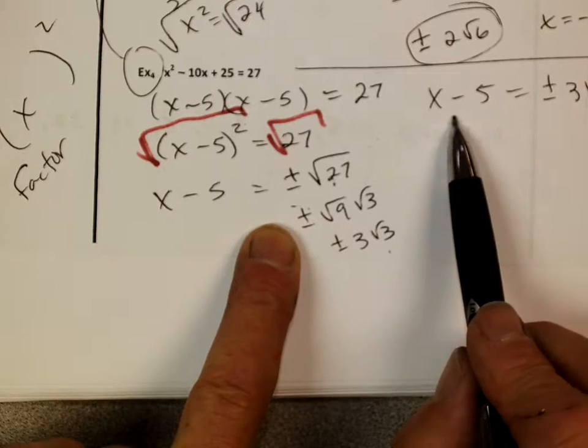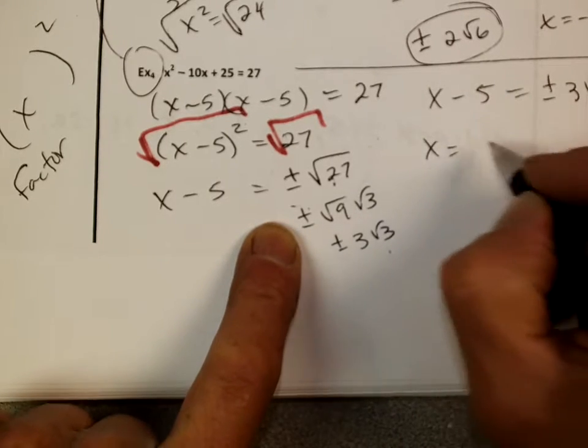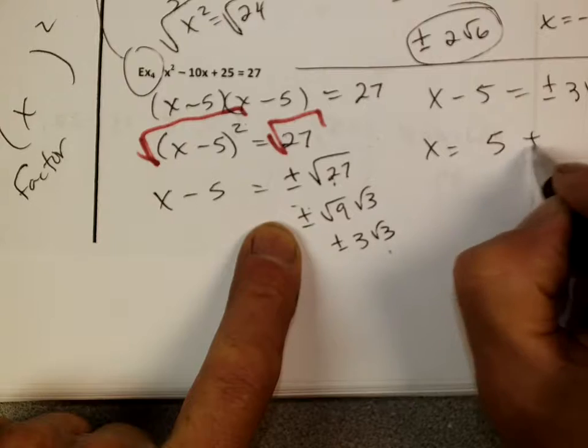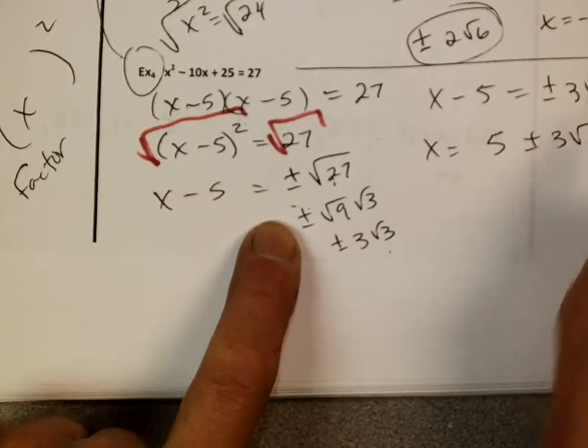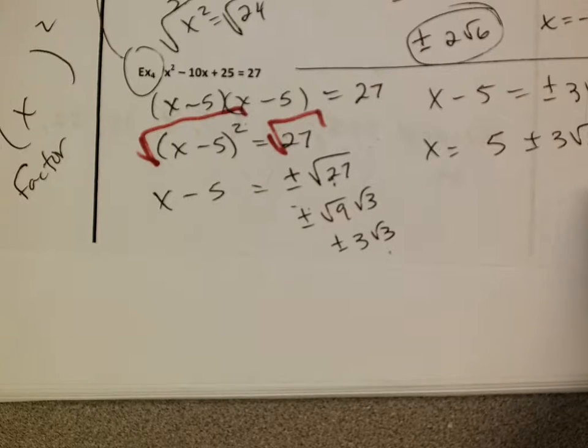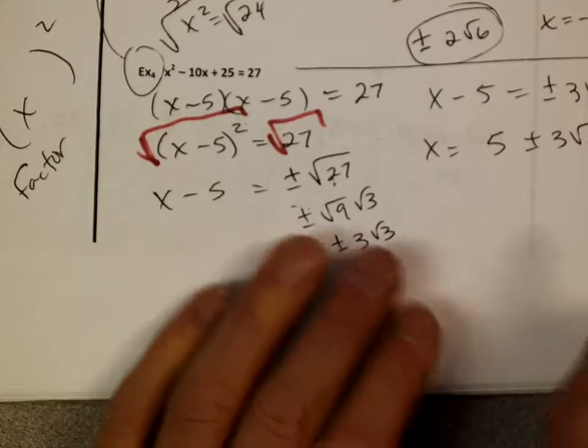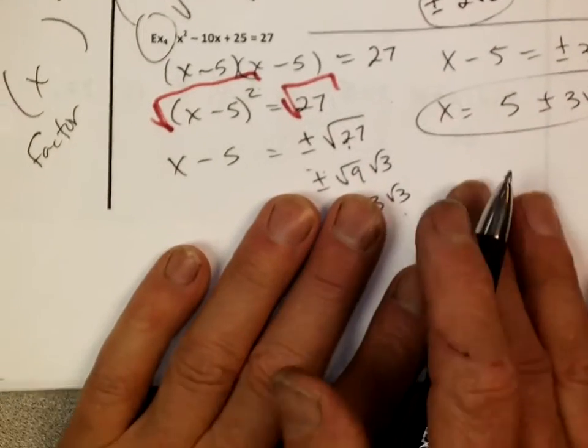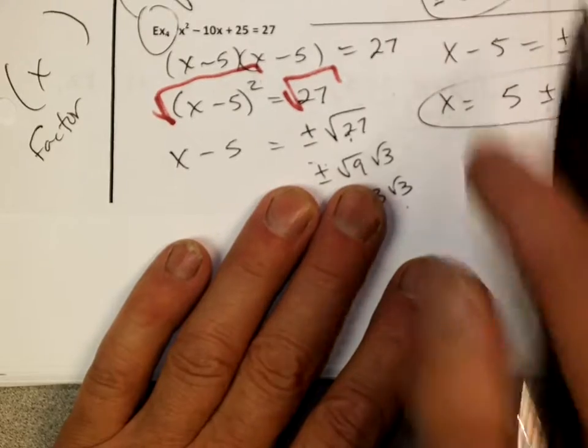Now I'm going to go plus 5, plus 5. So when I add 5, you cannot add these unless you use a calculator and get an ugly decimal answer, but this is correct. 5 plus or minus 3 square roots of 3. How do I get two answers out of this? This answer is what I like. Where are the two answers? This answer is fine. That's the answer I want. But where are the two answers?